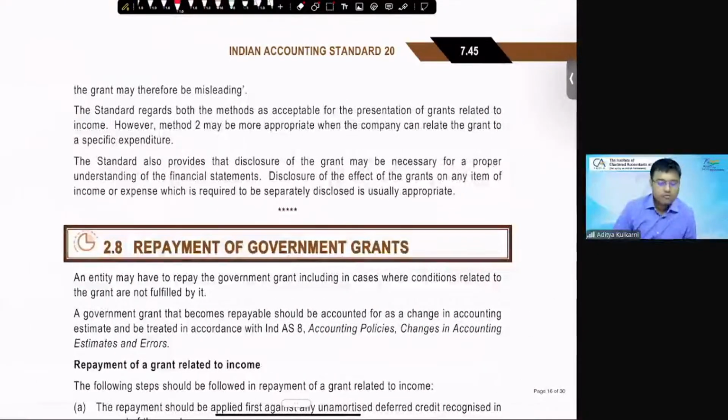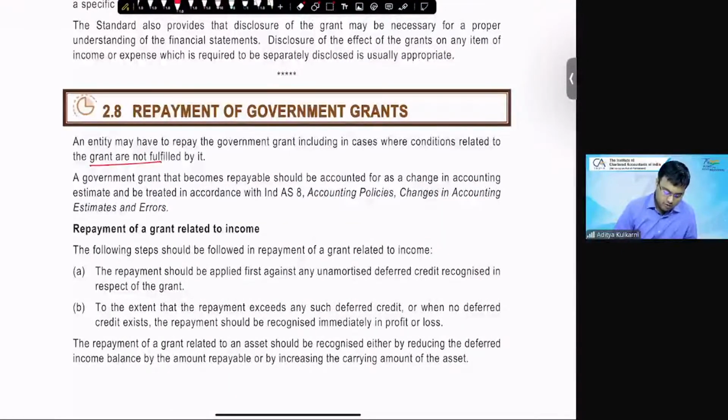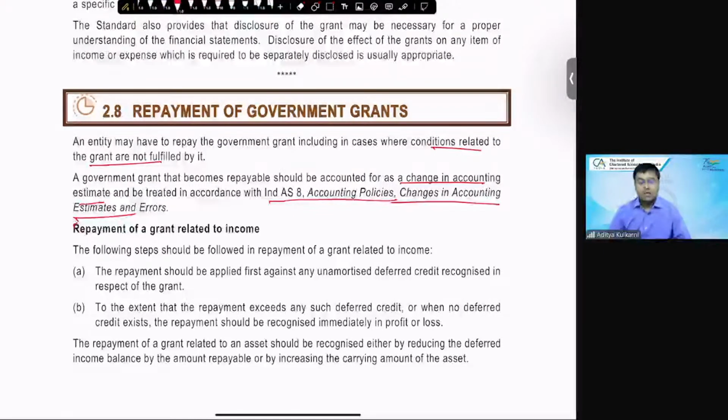An entity may have to repay if the conditions are not fulfilled. A government grant that becomes repayable should be accounted for as a change in accounting estimate and be treated in accordance with Ind AS 8, Accounting Policies, Changes in Accounting Estimates and Errors. Repayment of a grant related to income. The following steps should be followed in repayment of a grant related to income. Repayment first against unamortized deferred credit recognized in respect of the grant.